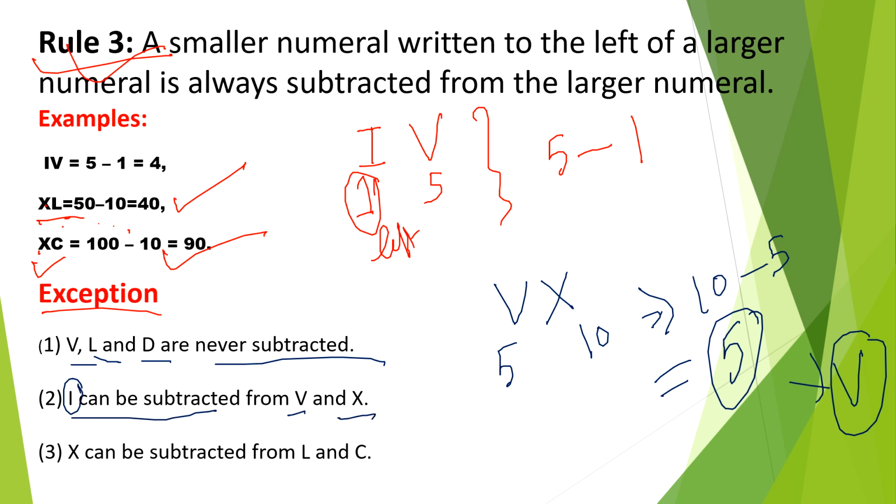You cannot subtract I from D. You cannot subtract I from C. X can be subtracted from L and C. So these are some of the rules and exceptions that you need to follow here.